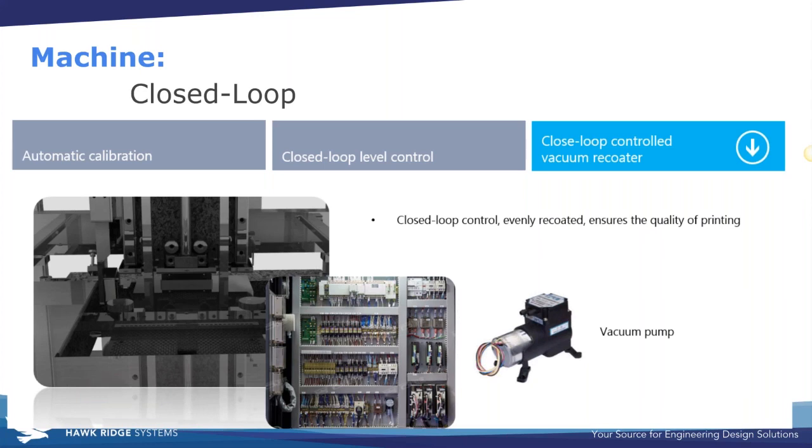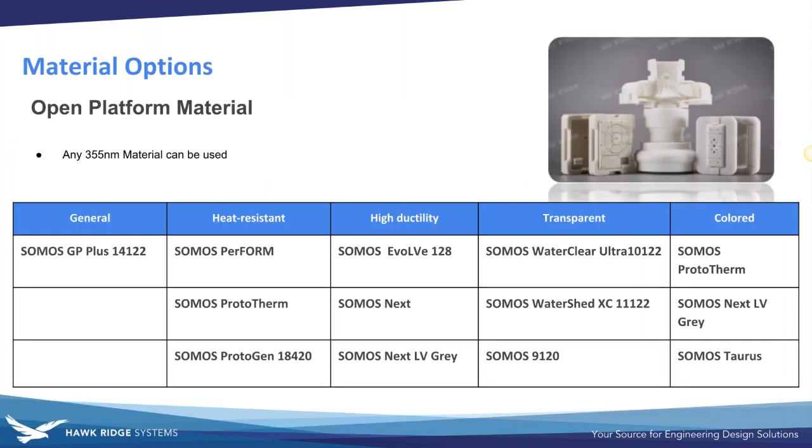And also the vacuum is a closed loop system too. So that means per layer it can adjust and always optimize per layer that you have the best print.